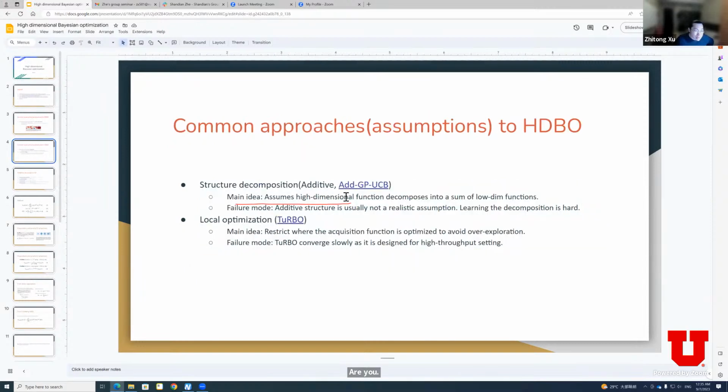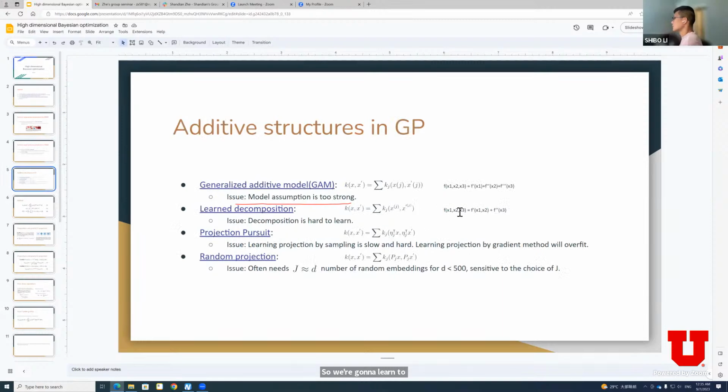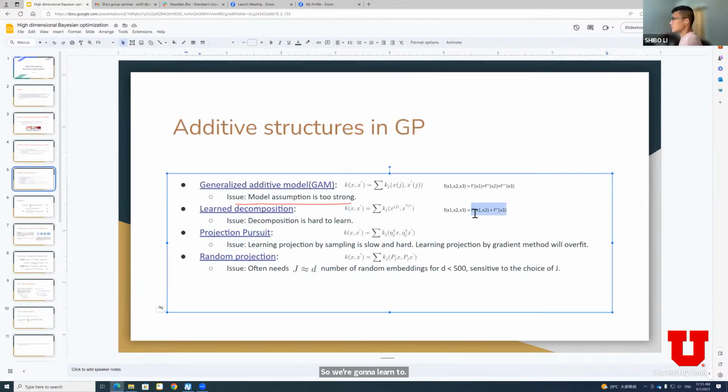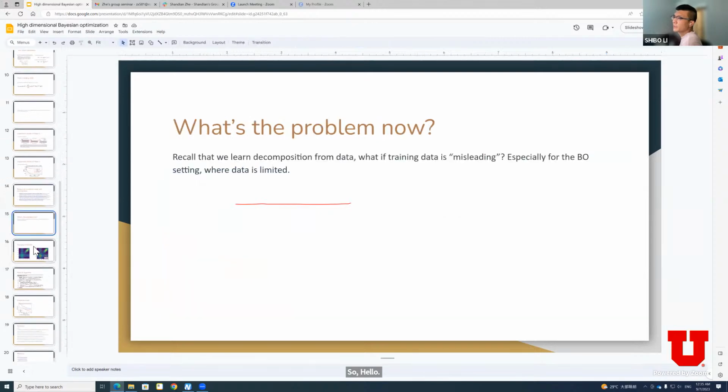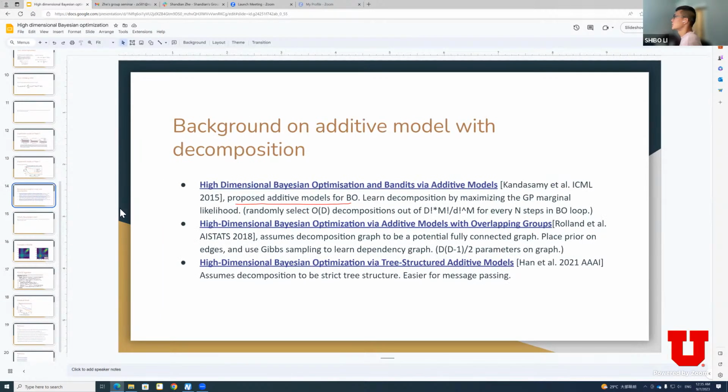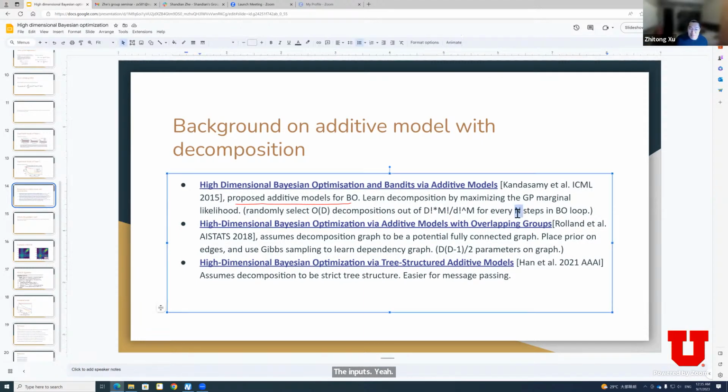But the thing is, as I think I put it here, we're going to learn the decomposition, so the grouping. For each group, I think for the 2015 paper, they just randomly sample a subset of the inputs. Okay, yeah. So do they do this every step, or just once? Every n steps of the BO loop.